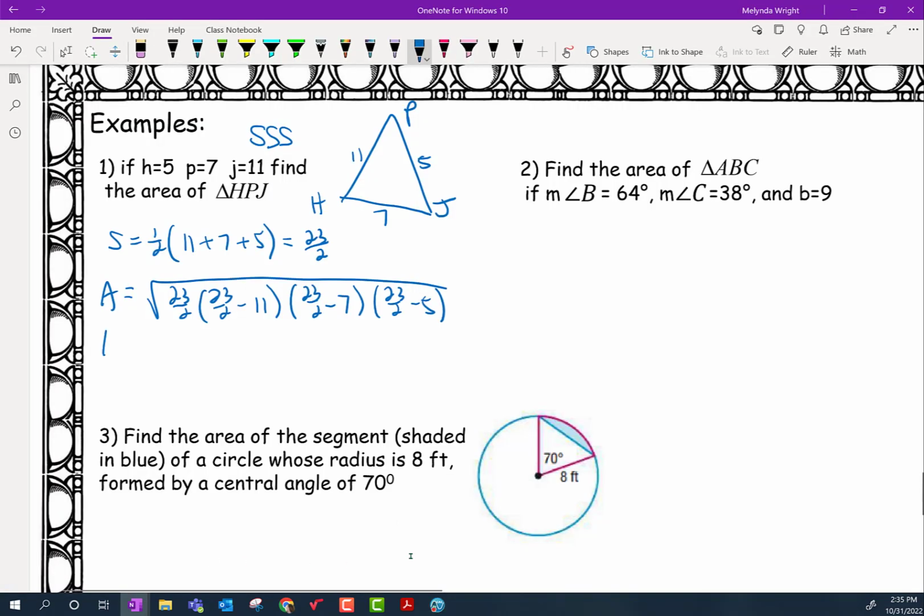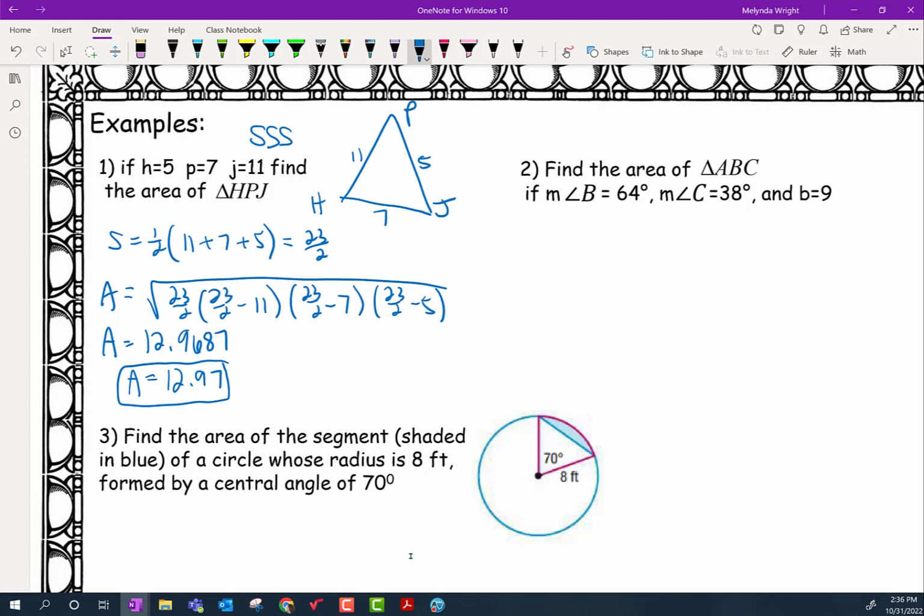And so my area is 12.9687. The problems in the textbook are typically going to want you to round to the hundredths. So if we were putting this problem in as an answer, we would put 12.97, and if there were units, they would be squared, right? Because this is area. There aren't any units, but if there were, it would be units squared. And that's our very first use of Heron's formula.